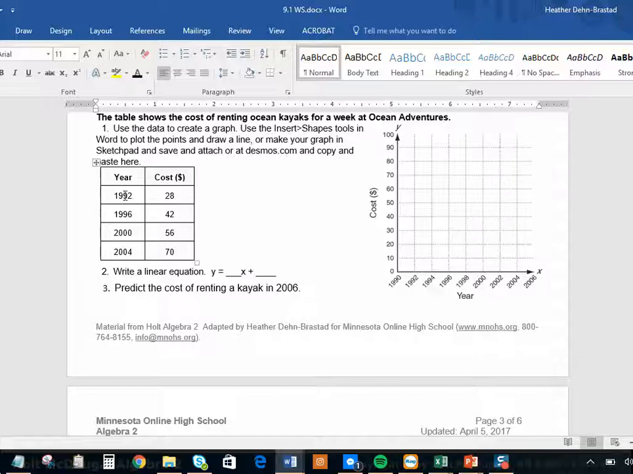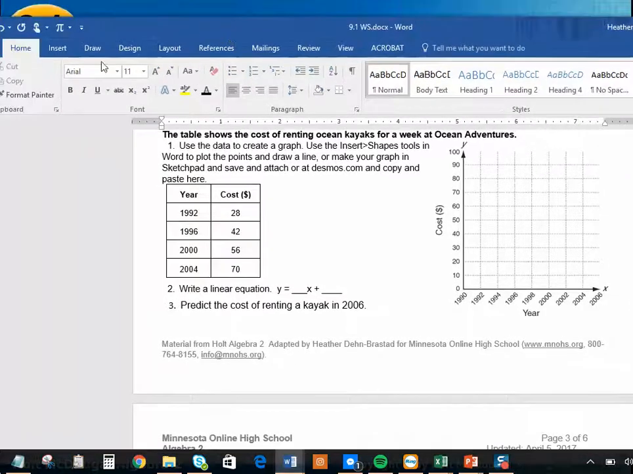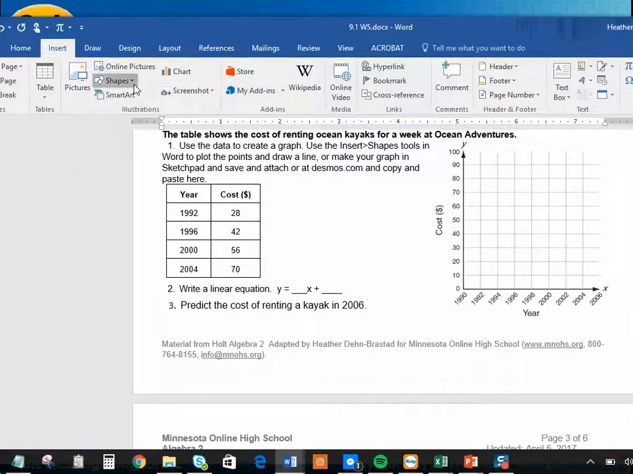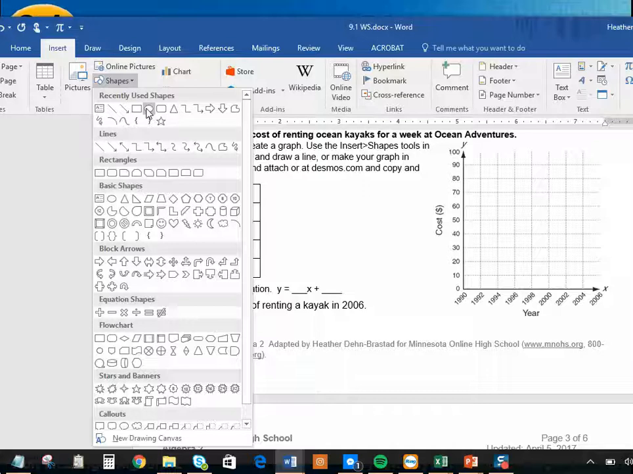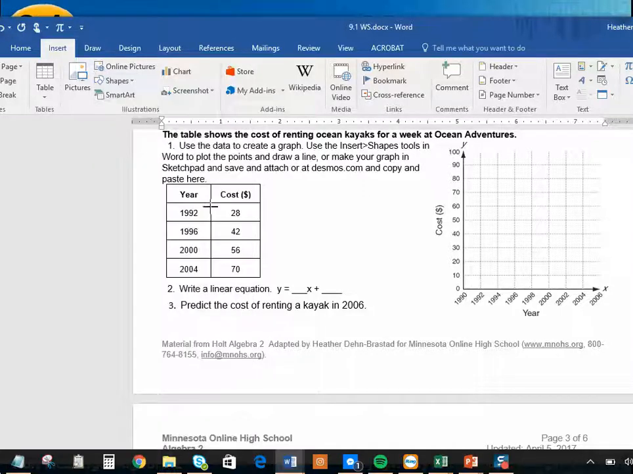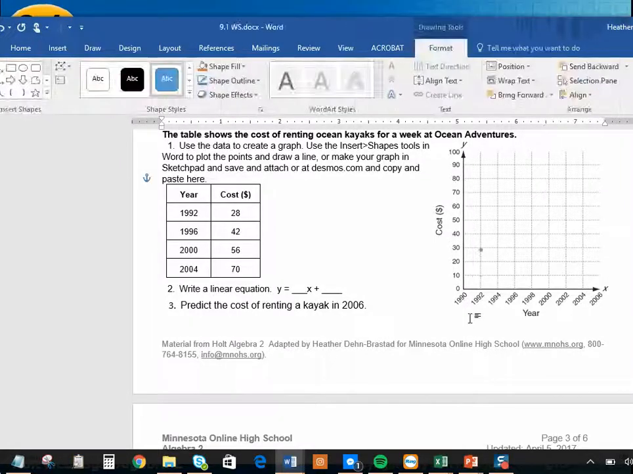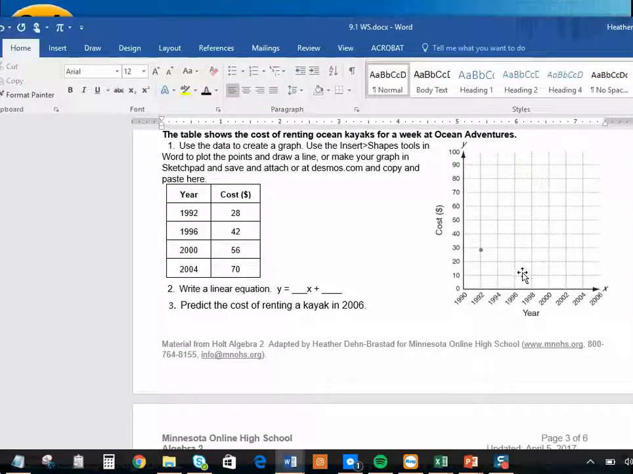So here is our data, and you can use Insert Shapes in Word, and I'm just going to draw a tiny circle at 1992 and up 28. Now I don't have an exact spot of 28 there, so I'll just put it right there, right below the 30. And then I would do the same thing for 1996 and for 42. 1996, up 42.